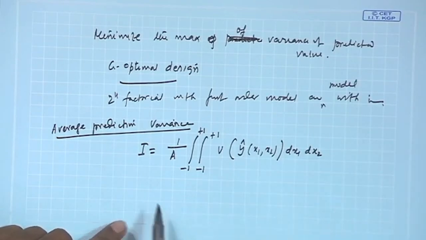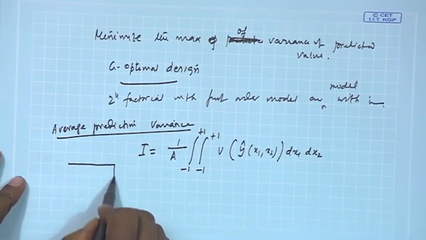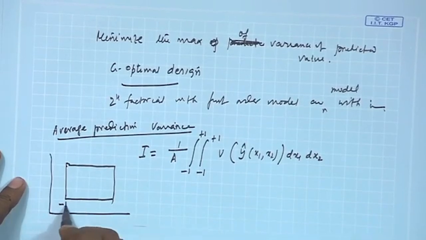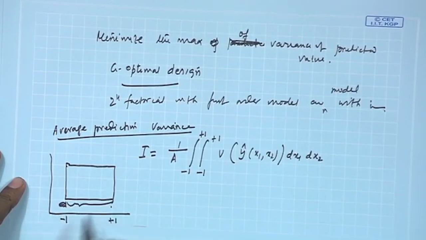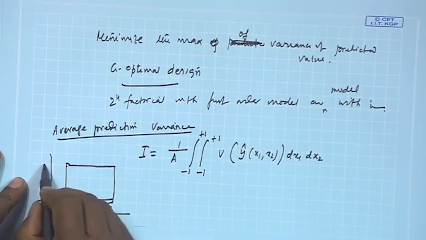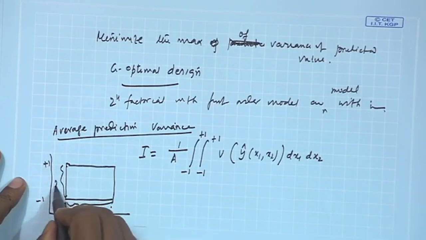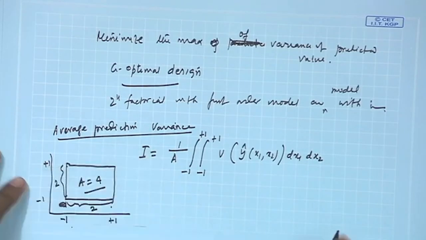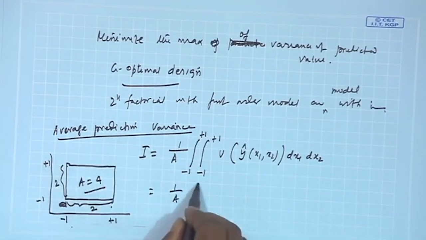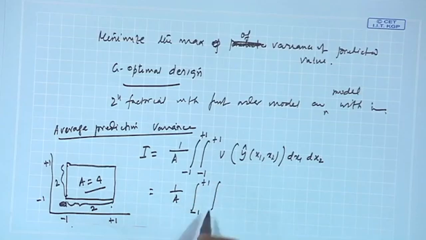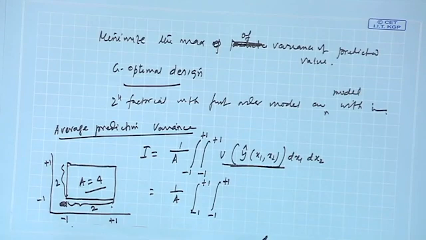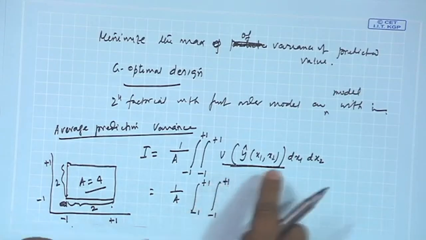Now let us think of a 2 to the power 2 factorial design case. The range is minus 1 to plus 1. What is this length? Minus 1 to plus 1 is 2. Similarly for the other factor, the length is 2. So what is the area? 2 into 2, 4. So I will write 1 by A, with x 1 from minus 1 to plus 1 and x 2 from minus 1 to plus 1, and then the predicted variance, which you have already seen.